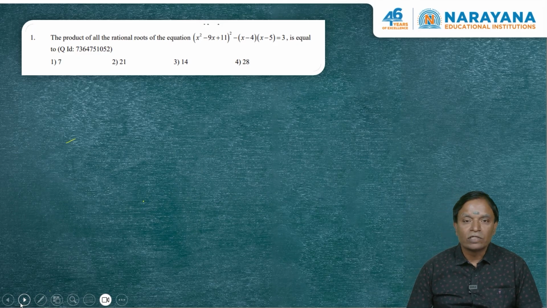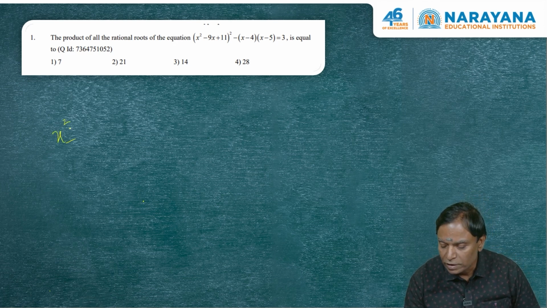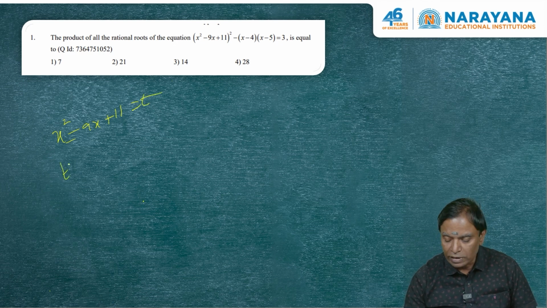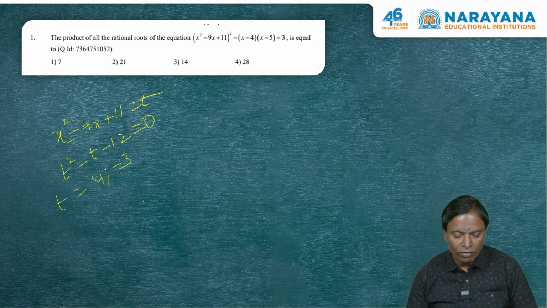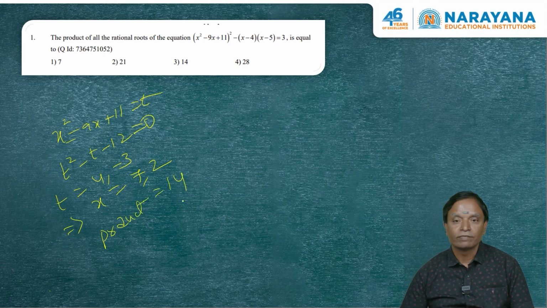Look at the first question. You are asked to find the product of all the rational roots of the given equation. So what you can do is put x square minus 9x plus 11 is equal to t. Your equation reduces to t square minus t minus 12 is equal to 0. Solving this, you will get t is equal to 4, minus 3. By replacing t with x square minus 9x plus 11, you will get x as 7, 2. So the product of the roots will be nothing but 14.